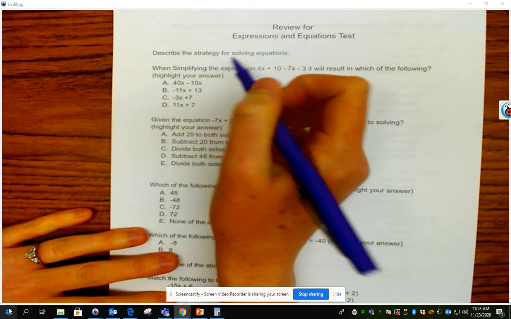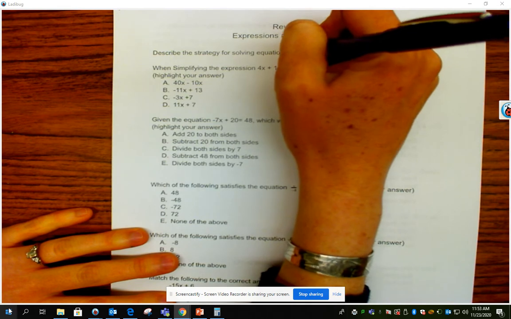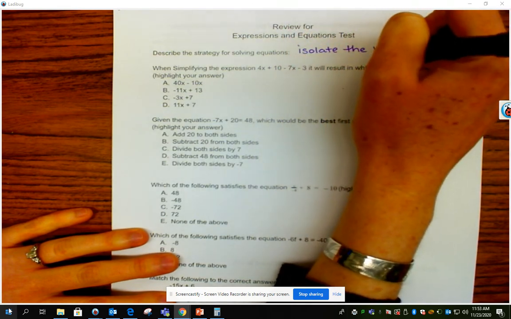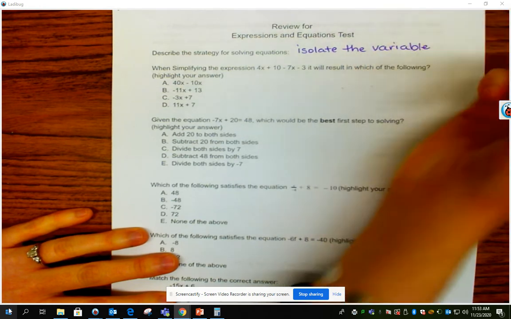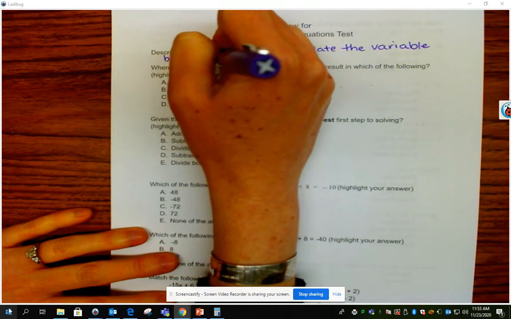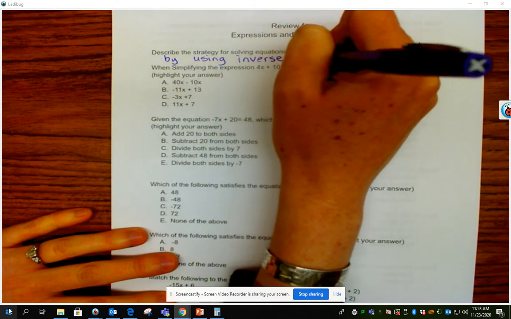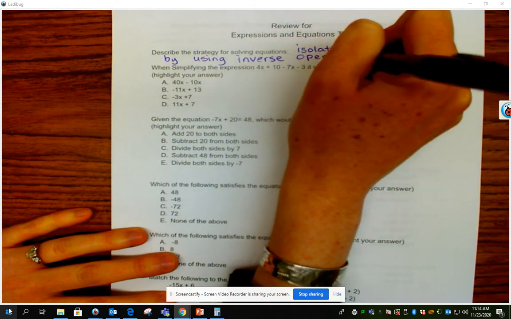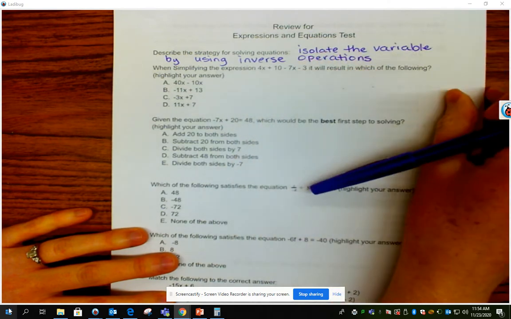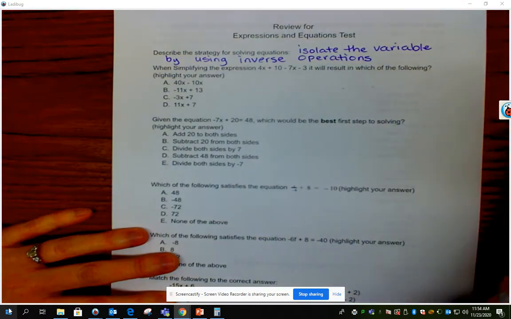Describe the strategy for solving equations. Remember we said that the strategy was to isolate the variable. So get it by itself on one side of the equation by using inverse operations. Remember, inverse just means opposite. The whole goal is to keep using opposite operations to get those numbers to one side so that you have the variable on the other. So you know x equals whatever, okay?